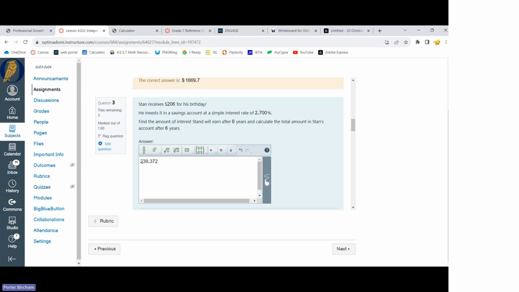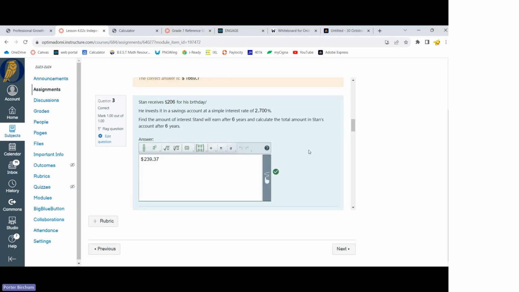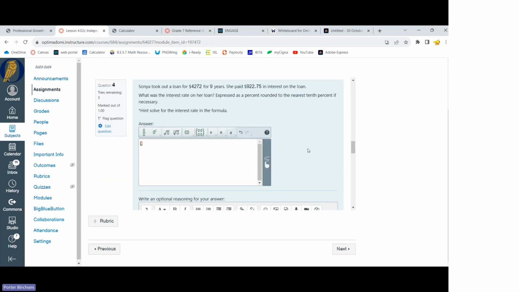Don't forget the dollar sign. Now I need to make this look like money, right? So I'm going to round to the nearest hundredths place, meaning I look at the thousandths place to round. Is 2 closer to 0 or closer to 10? Nice. It is closer to 0, so we round down, making the 2 disappear. Let's see if our answer is correct. Yay!